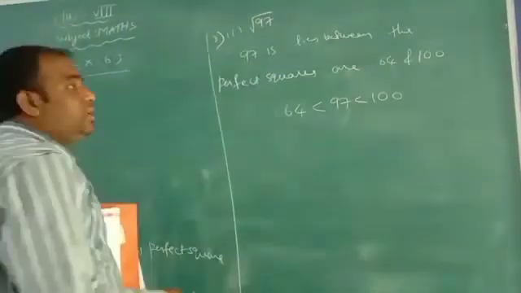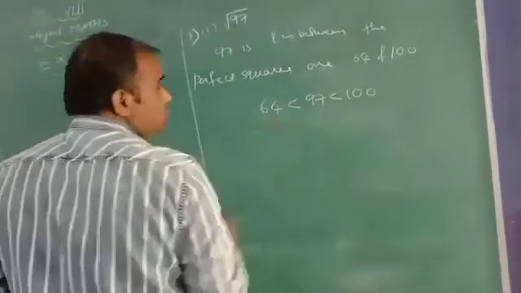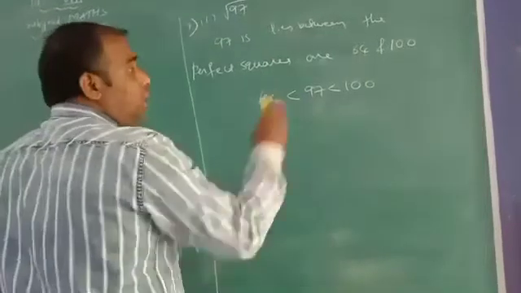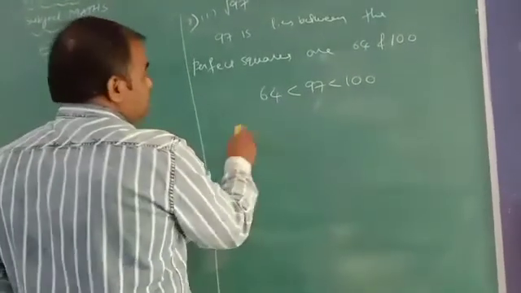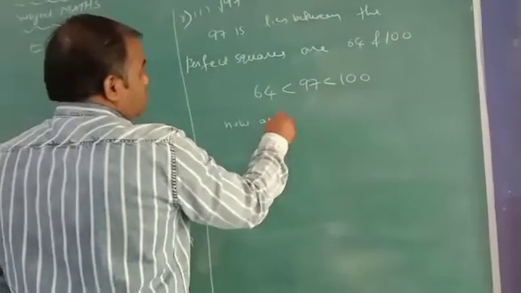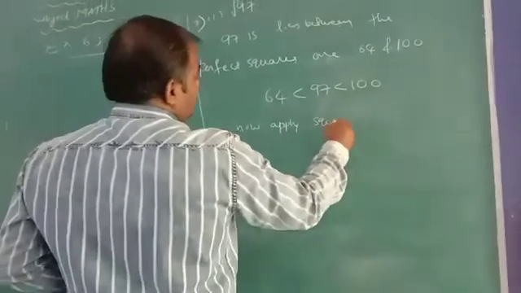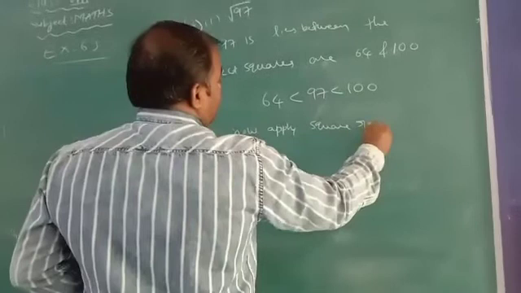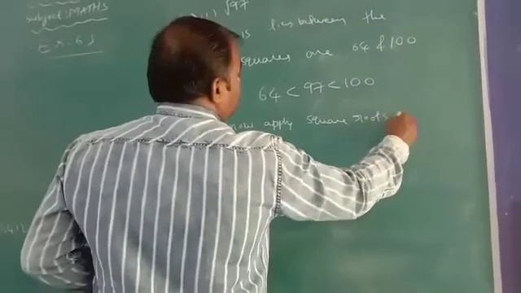Now apply the, now this one, what right here? 64 means what right here? Now apply square root on both sides.